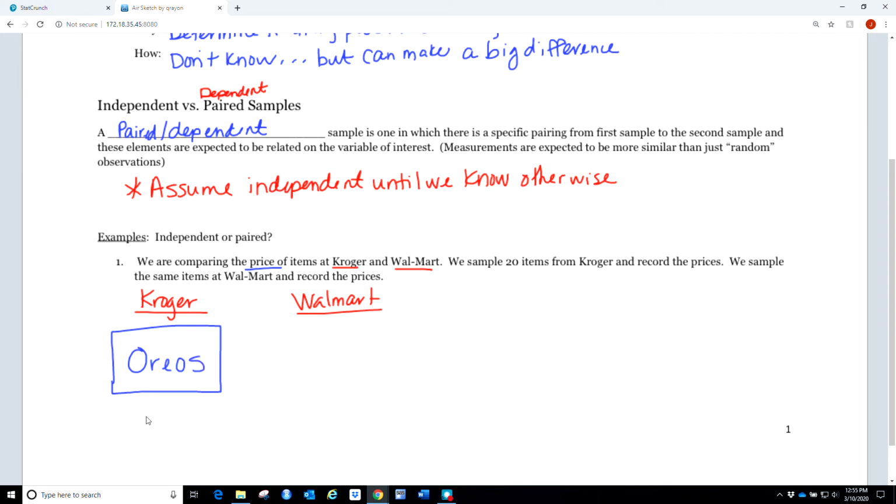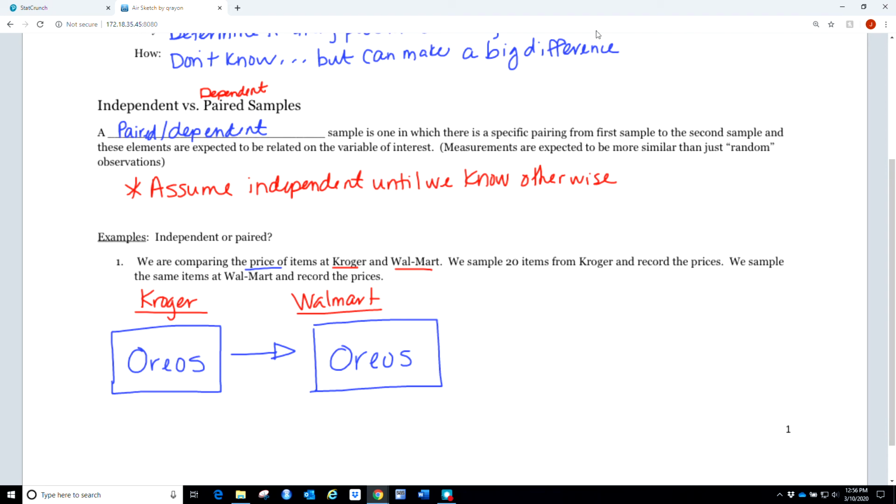Right, so now because I sampled Oreos at Kroger, is there anything I have to do when I go to Walmart? Well, the answer is yes, because it says I sampled the same items at both Kroger and Walmart. So if I sampled Oreos at Kroger, I have to also sample Oreos at Walmart.